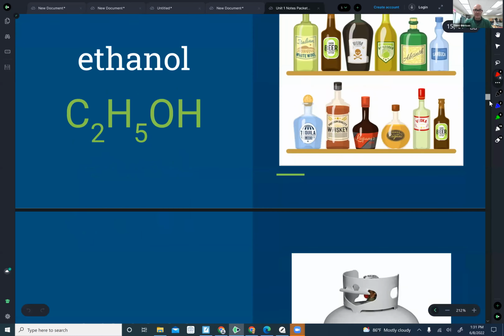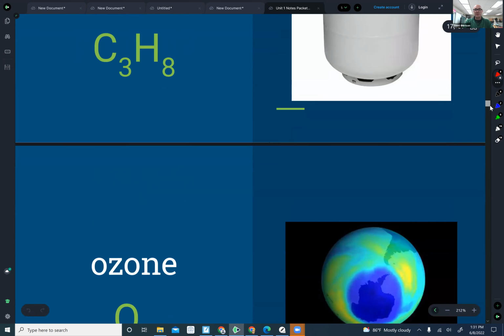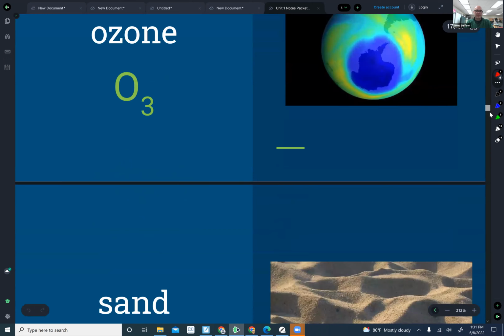Propane, C3H8. You use this if you have any outdoor cooking habits or endeavors around your house. Those tanks are filled with compressed propane. You've heard of ozone. Ozone is oxygen combined 3 times. We have it in abundance in our atmosphere. It protects us from cosmic radiation.